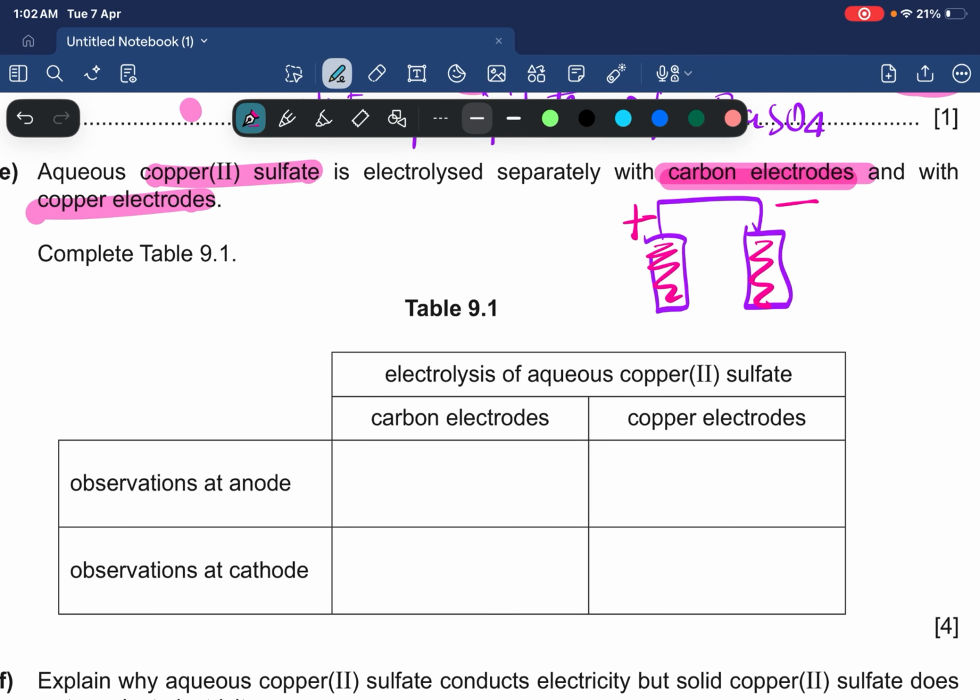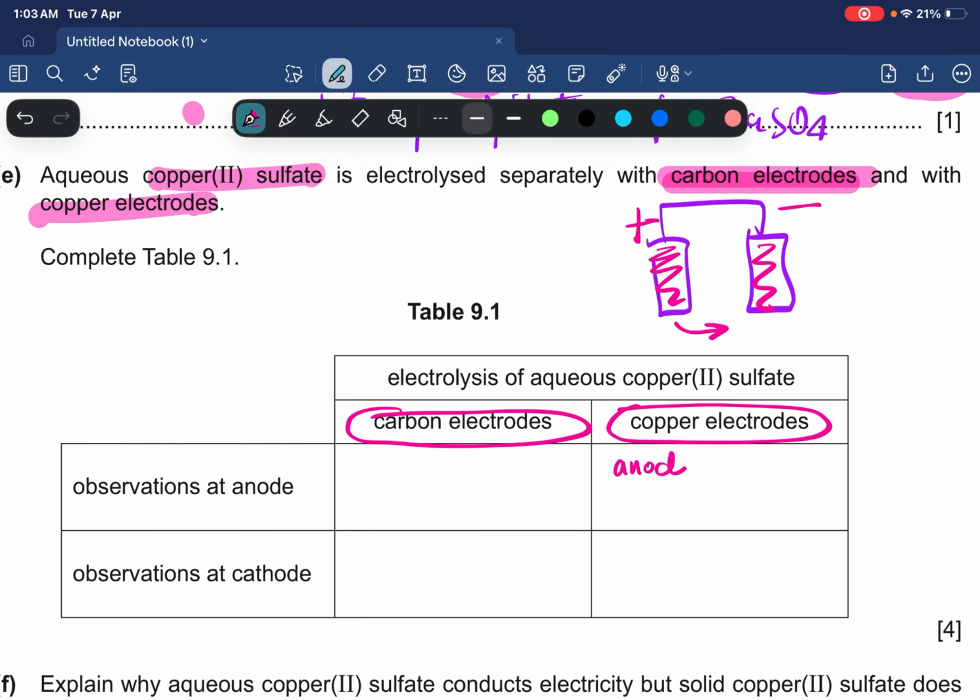Observations at the anode, with carbon electrodes and copper electrodes. First we write for copper. Observations at the anode. What did I tell you? The anode is going to get smaller. It's going to get dissolved. So we write: anode gets smaller.